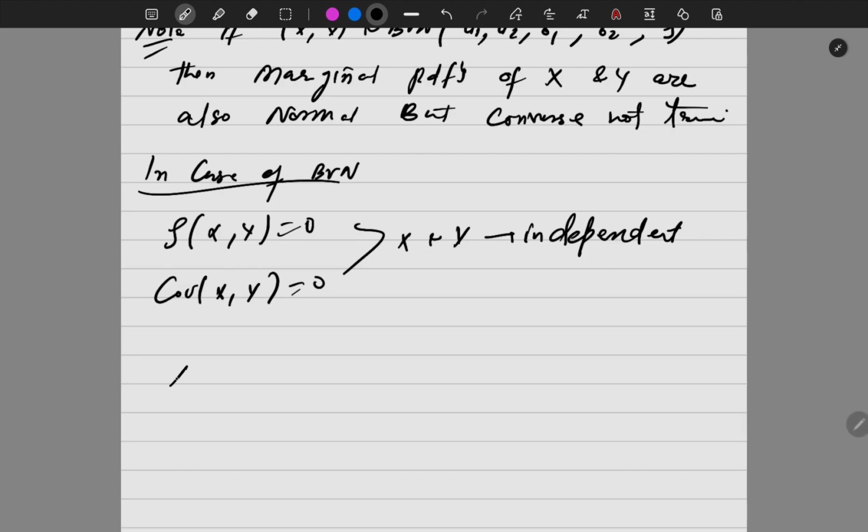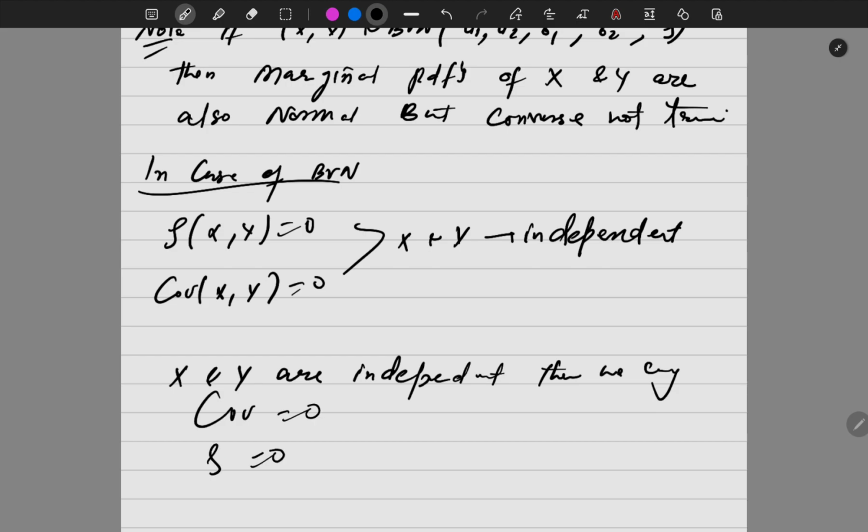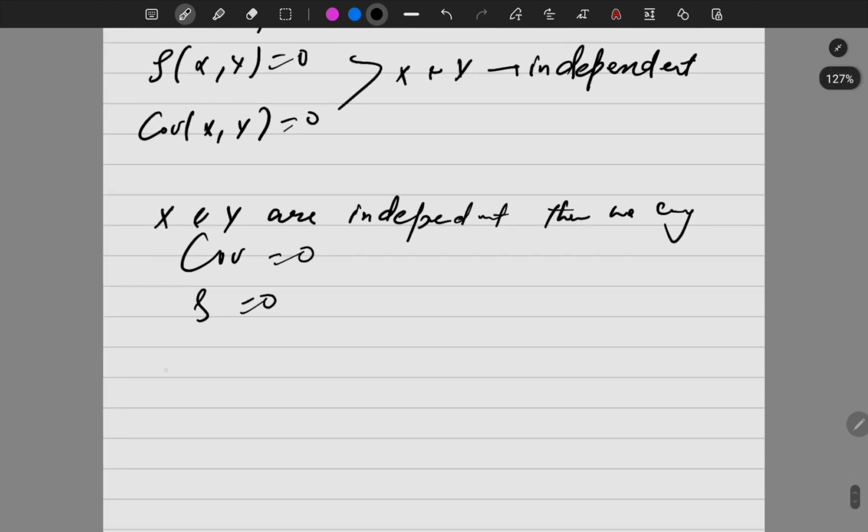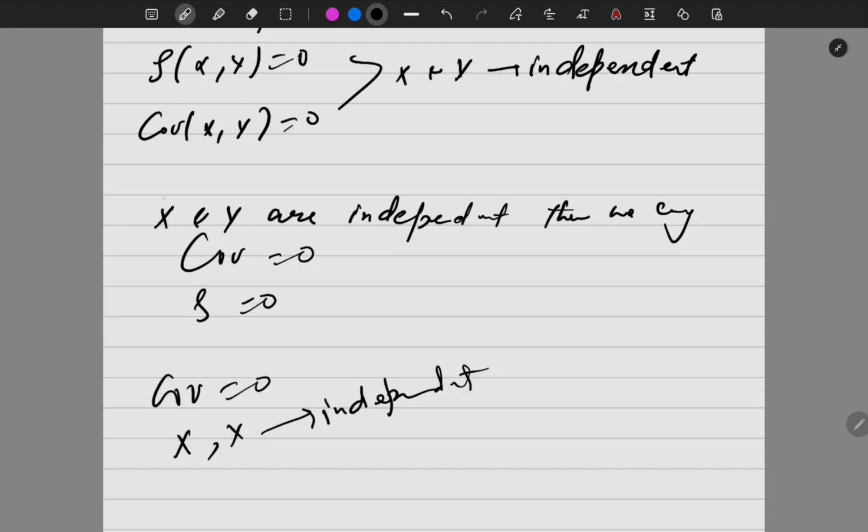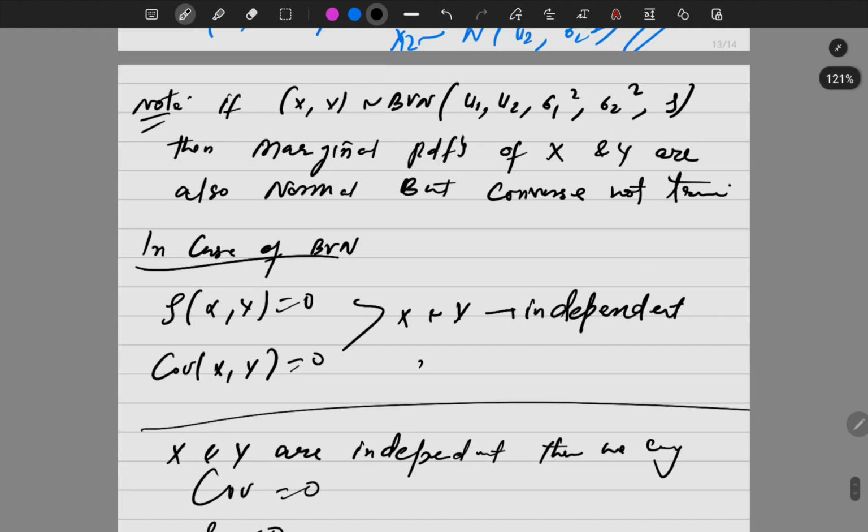right? If x and y are independent, then we can say covariance is equal to 0, rho is equal to 0 between x and y. But if covariance is equal to 0, we can't say x and y are independent in general. But in case of bivariate normal, the converse is also true. Converse is also true. Remember this, right? Remember this.